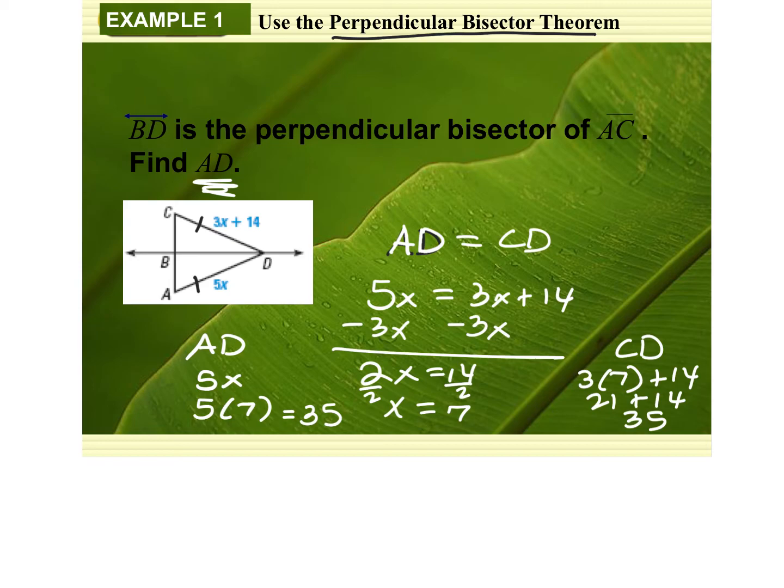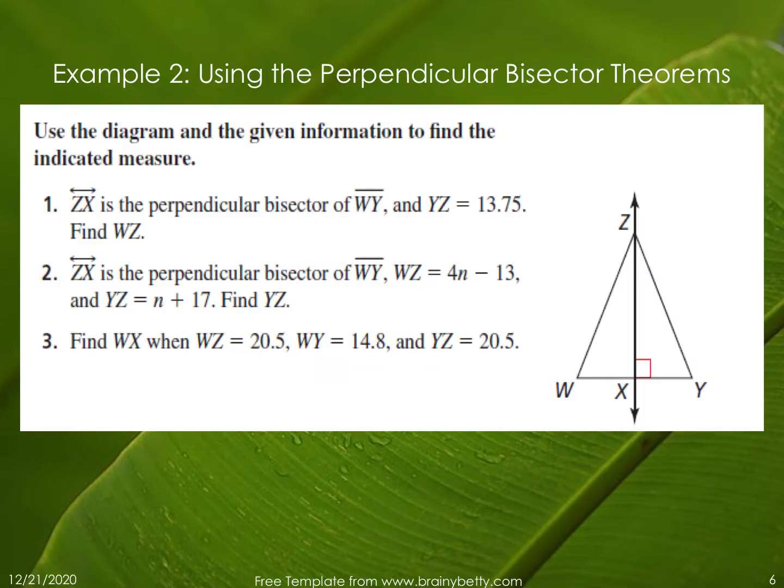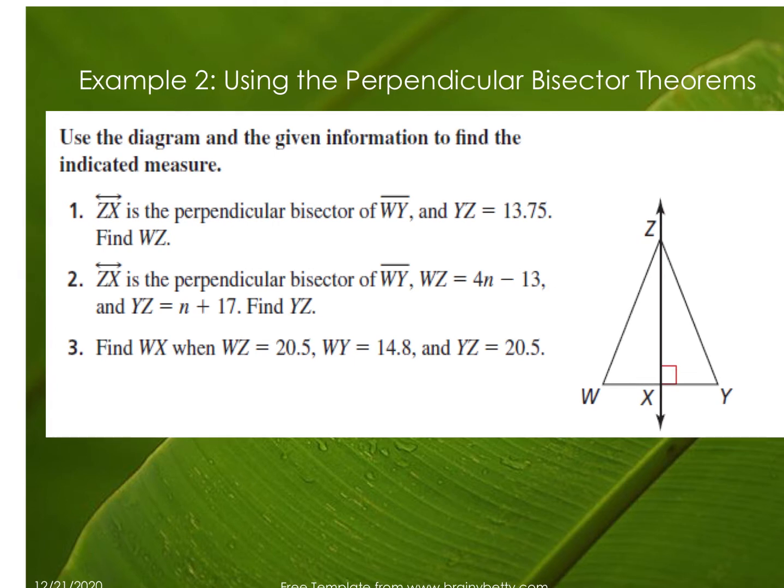Let's try another one. So example 2. For the first two, I'm going to be using the theorem, and for the third one, I'm going to use the converse. Here it's again giving me that ZX is the perpendicular bisector of WY. It's also giving me the length of YZ, telling me it's 13.75.